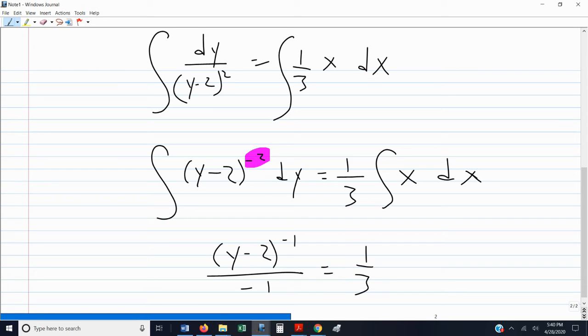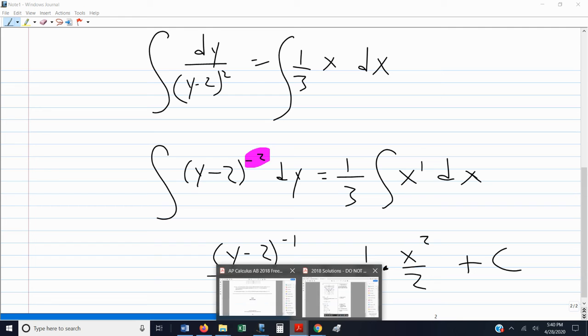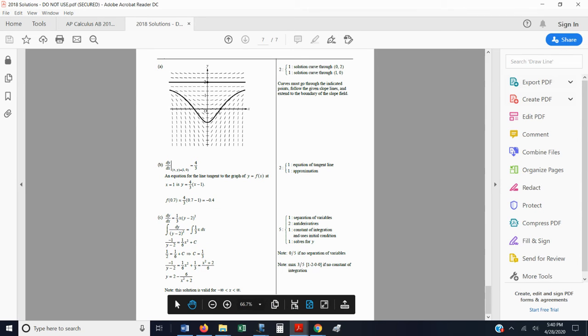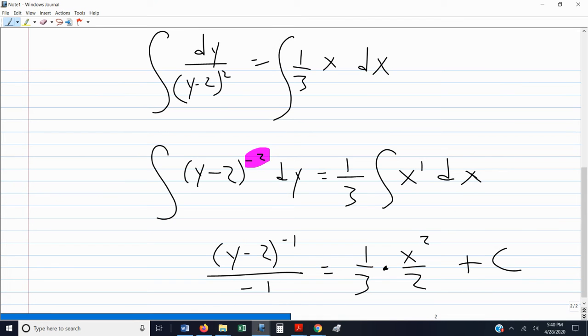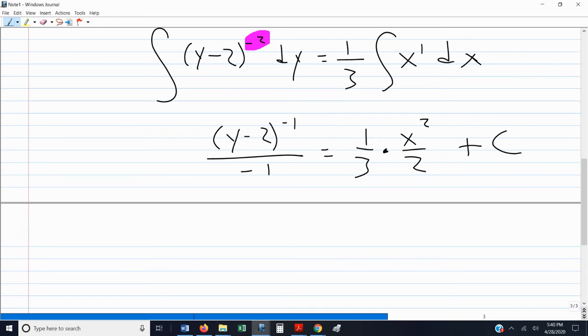Over here, I have my 1/3 on the outside, and then there's an invisible 1 there, x to the first. So when you add 1 and divide by the new, you're going to get x squared and divide by the new exponent of 2. You also need your plus c, which we only write on the right side there. I want to say that that is going to be the 2 points there. So you are already getting the majority of the points with that. It's a 5-point question. So they give you 2 points for getting that antiderivative. And so I would say that even in this unsimplified form, you would have those 2 points right there. So you're at 3 out of 5 already here.